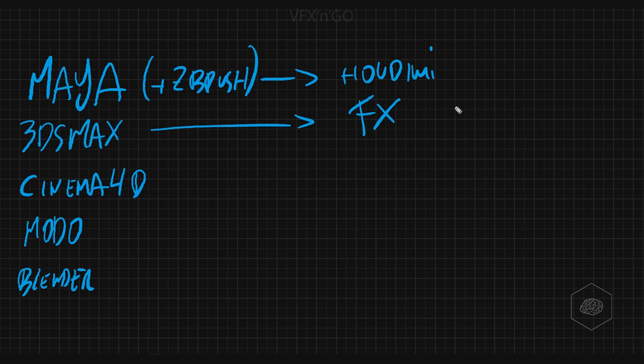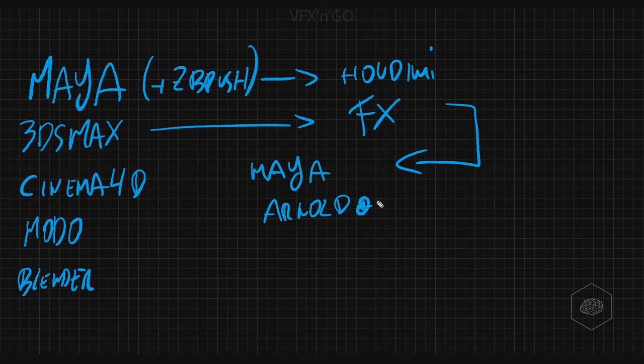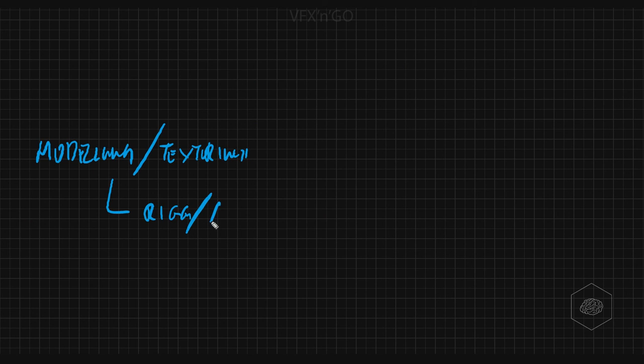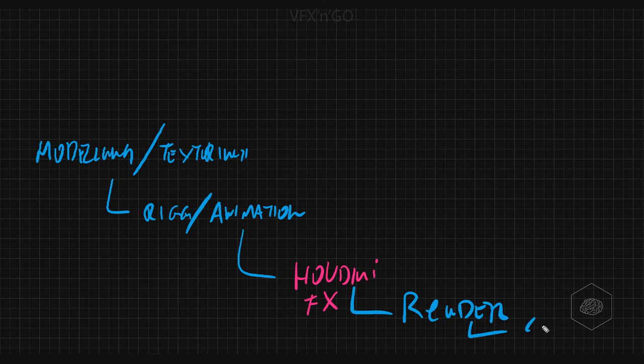And after, when you finish, for example, the simulation of your effects, you can send it all to another software, like Maya with Arnold or V-Ray, to create the render. In conclusion, you have modeling, texturing, rigging and animation, then you have the effects, and then you come back to render, and then you have compositing.